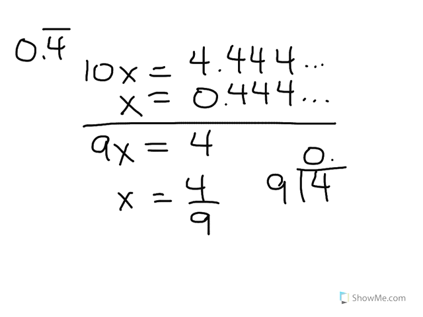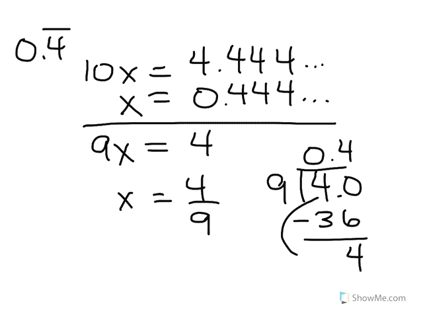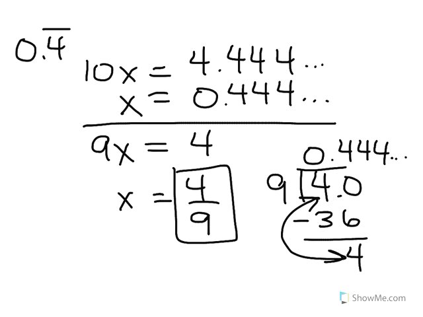To verify that this is right, take 4 and divide it by 9. Nine doesn't go into 4. 9 goes into 40 4 times. 4 times 9 is 36. 40 minus 36 is 4. And we're right back where we started, which means we're going to keep getting the same thing over and over and over again. So we do have the right answer. This decimal is equal to 4/9.